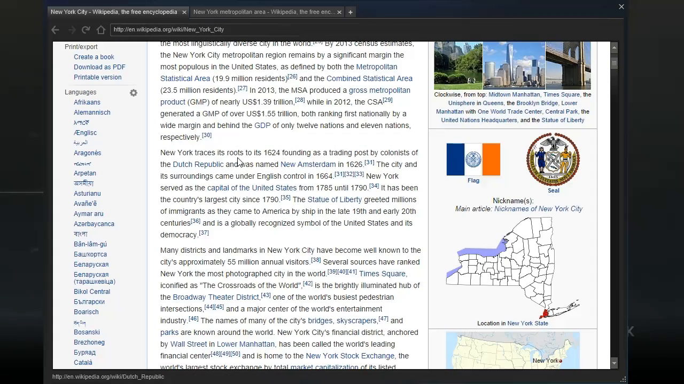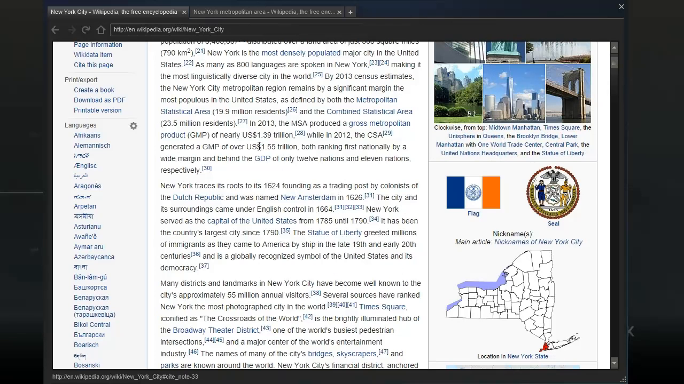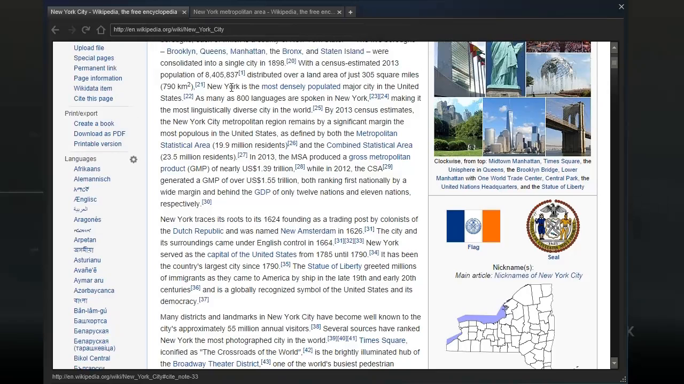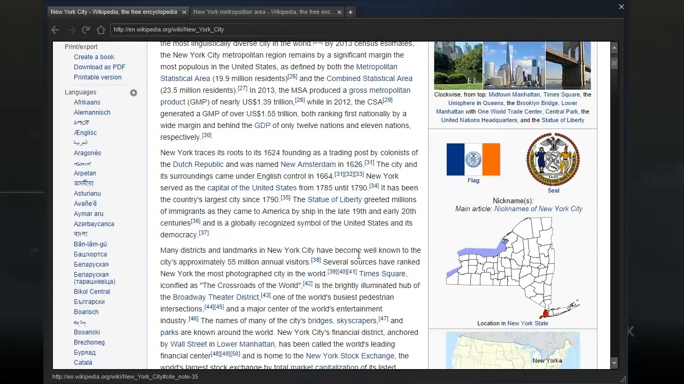New York traces its roots to its 1624 founding as a trading post by colonists of the Dutch Republic and was named New Amsterdam in 1626. Oh, by the way, the largest natural harbor in the world. Again, we see yet another harbor city and a trading city becoming one of the most important cities in the world. So this idea of harbor and trade is so important to cities.